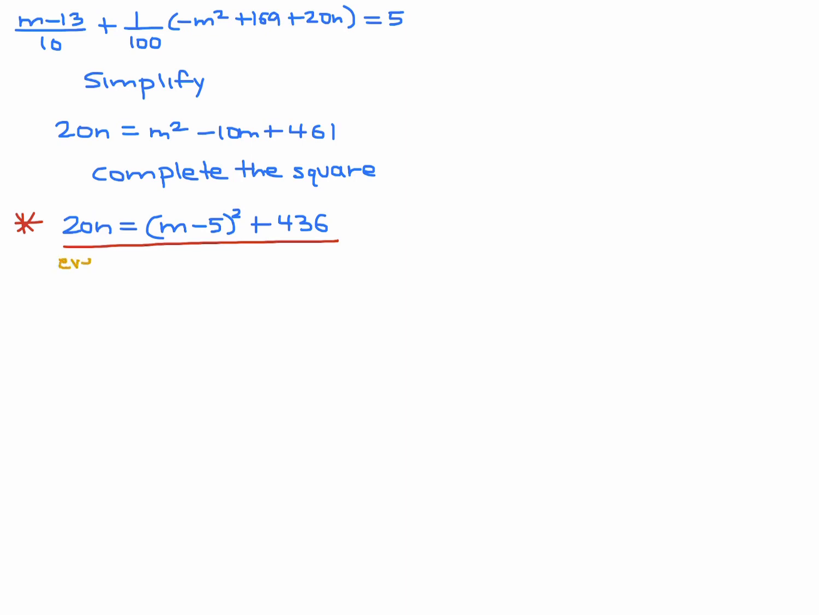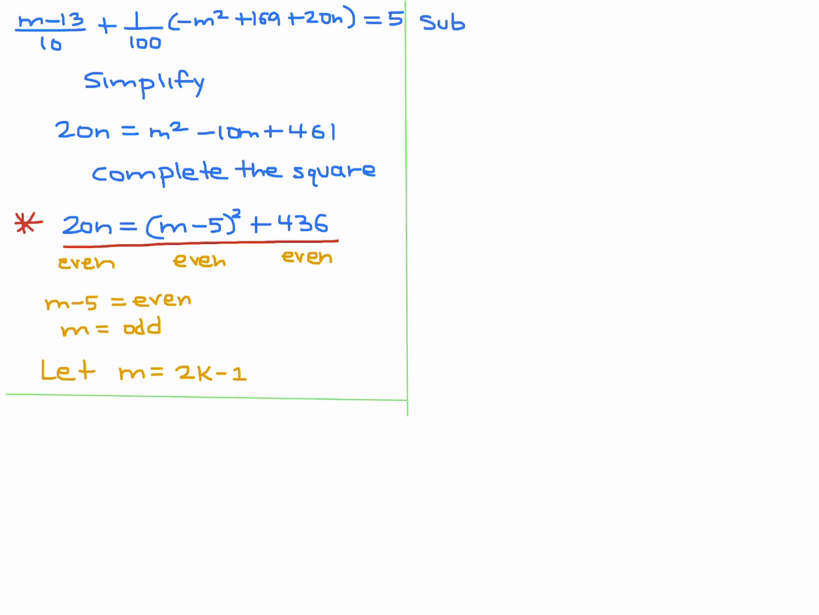Well, 20n is obviously an even number. 436 is an even number. So that means this guy has to be even. And therefore, m minus 5 is even. And therefore, m is odd. Okay? So I hope that made sense. So since m is odd, I will let m equal an odd form, which is 2k minus 1. Right? Any odd number is of that form. And I will now substitute that back into this guy right here.